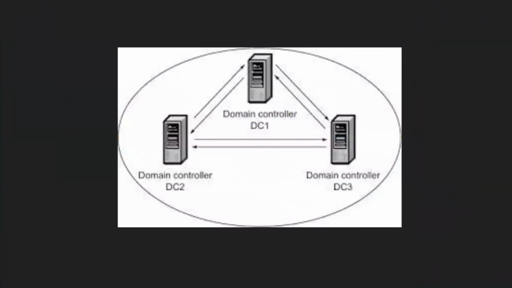Active Directory relies on replication to ensure that changes made to the directory are synchronized across all domain controllers within a domain or forest. Replication ensures fault tolerance, high availability, and consistent directory information. Domain controllers use a multi-master replication model, where each domain controller can make changes to the directory and replicate those changes to other domain controllers.